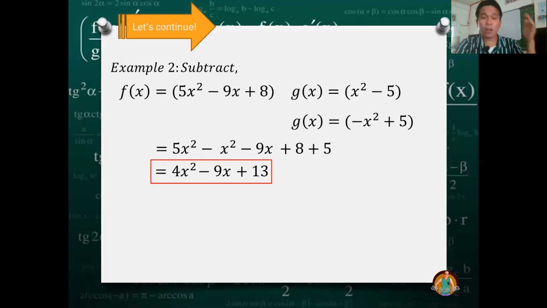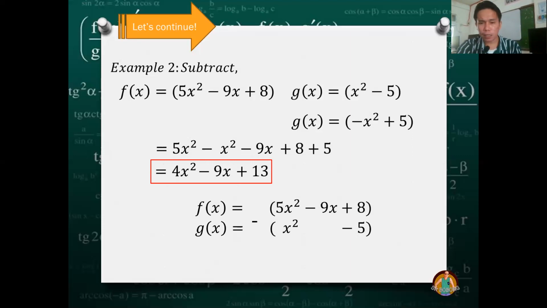Medyo nakakatakot ba sa ulo? Kaya mo yan. Okay? Try natin yung vertical. 5x squared minus 9x plus 8 minus the g of x, which is x squared minus 5. Again, subtrahend, papalitan ng sign. I-times natin sa negative. So, negative times positive x squared will give us negative x squared, at yung negative 5 magiging positive 5.